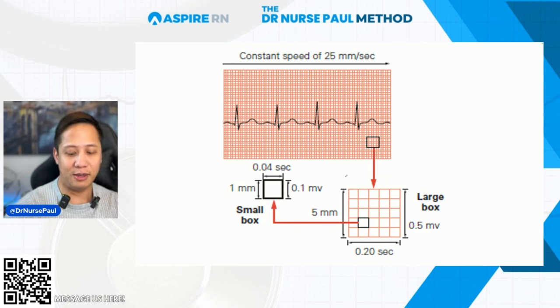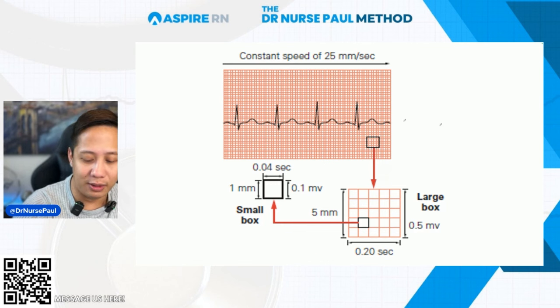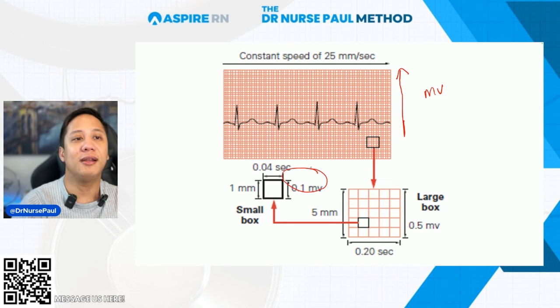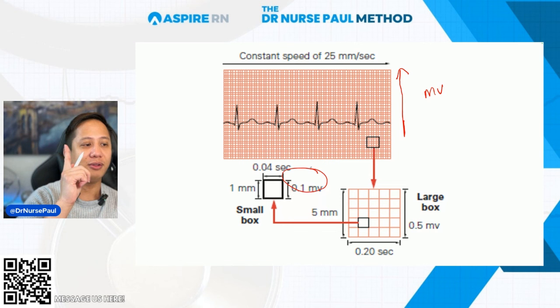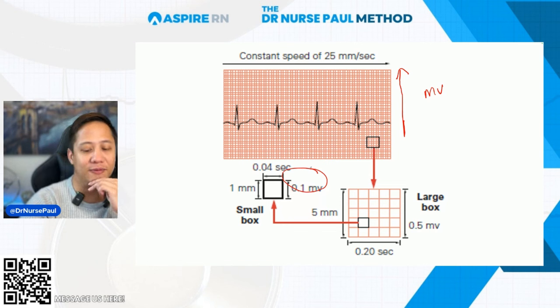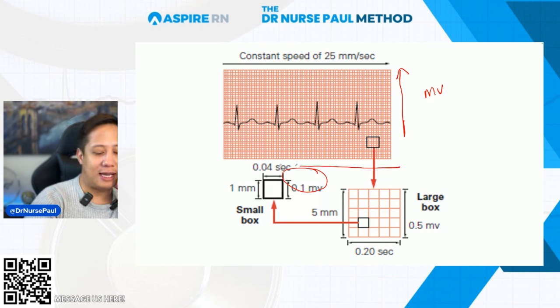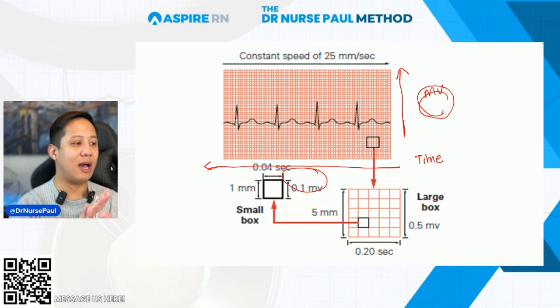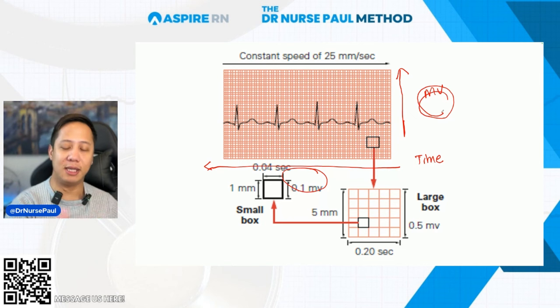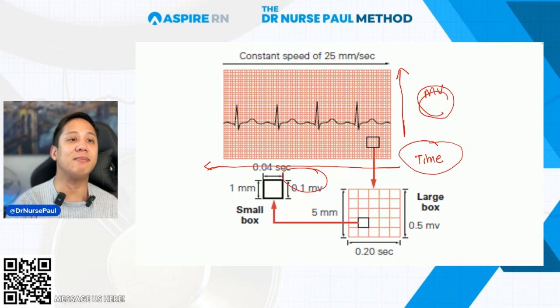So in this strip, going upward is your millivolts, such that one box is 0.1 millivolt, so 10 boxes is 1 millivolt. But we're not worried about that. It just tells you how strong the contraction or the rhythm is. We're going to be worried about the x-axis right here, which is the time, because time tells us everything.